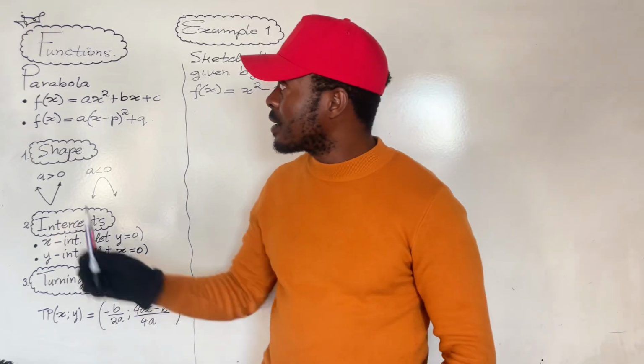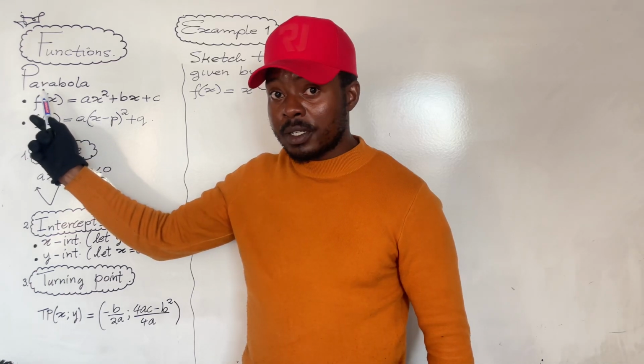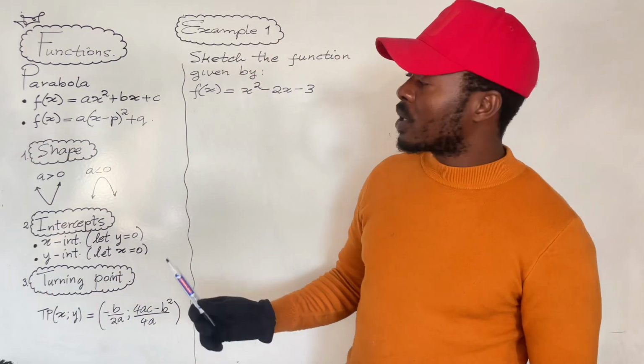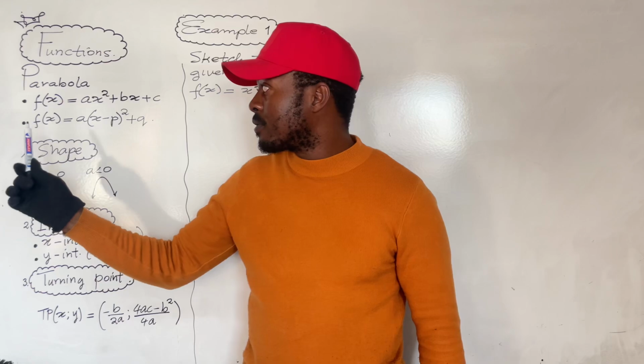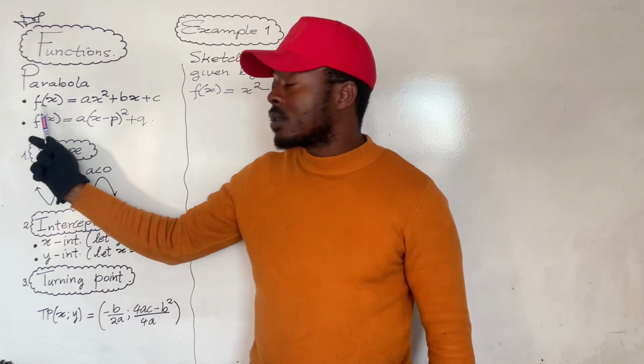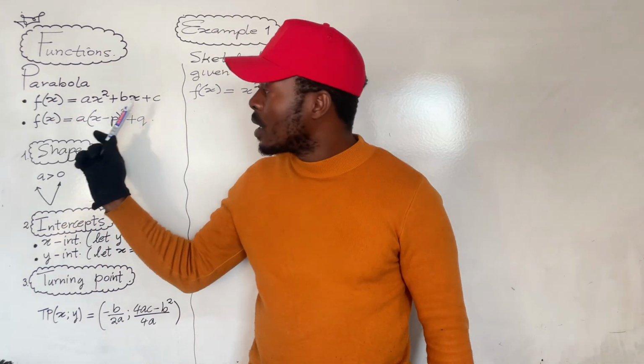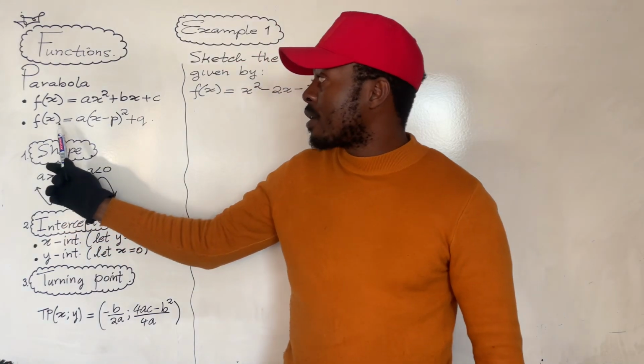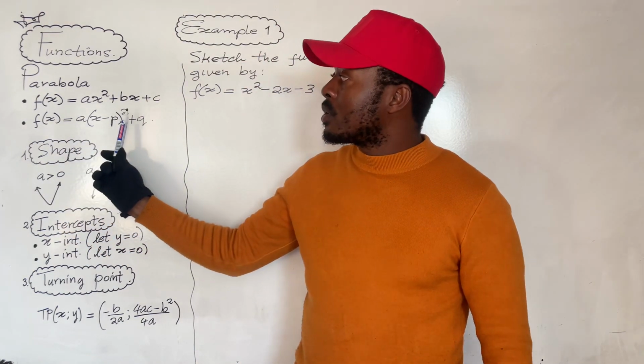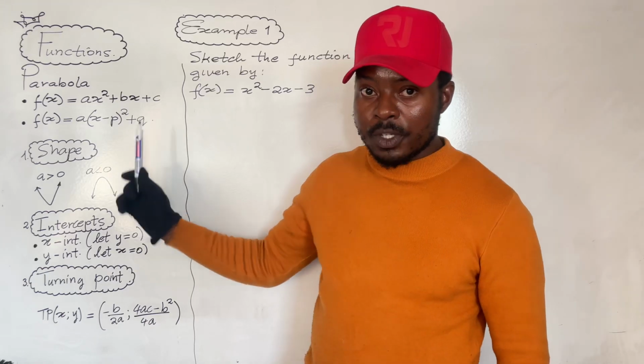Today I'll be tackling functions, specifically parabolic functions. So the two forms of equations that you should know when it comes to parabolic functions are f of x equal to ax squared plus bx plus c, as well as the second one, which is f of x equal to a times (x minus p) all squared plus q.